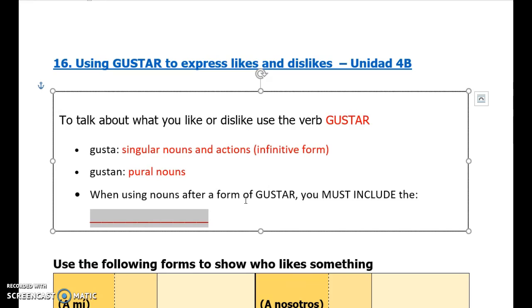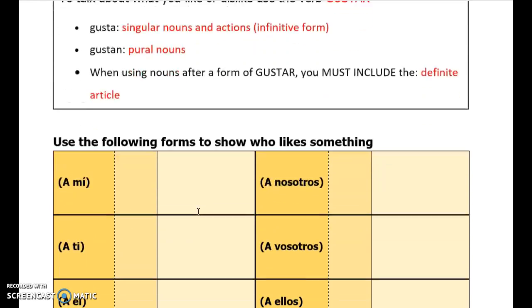However, in Spanish, there is a grammatical rule that says when you use a noun after a form of gustar, you have to include a definite article. So you can't just say, I like pizza. You have to say, me gusta la pizza, even though you wouldn't say that in English. So you have to include the definite article. That's important. So let's go ahead and talk about the forms we're going to use.